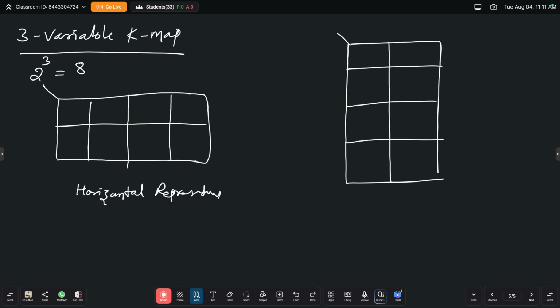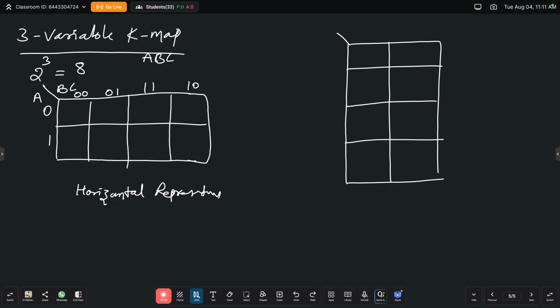Sir, how many variables are possible? 3. 3 means you can consider A, B, C. How to write A, B, C? A is either 0 or 1. B, C are 2 digits. Yes or no? How to write? 0 0, 0 1, 1 1, 1 0 for B and C.